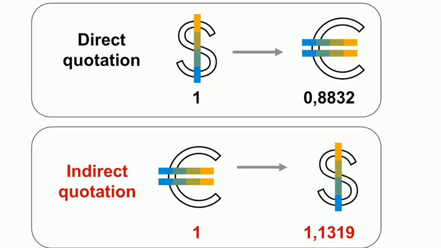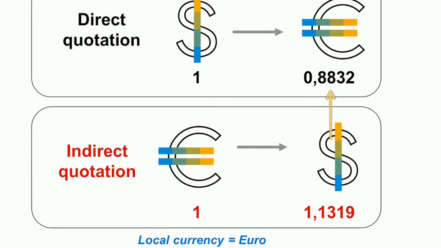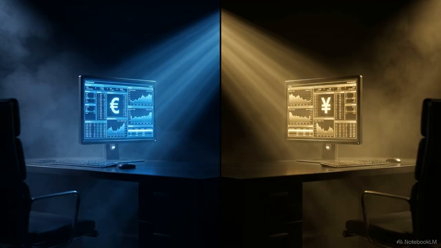To prevent this, the software uses 2 orientations. The top shows a direct quotation, how many local units buy 1 foreign unit. The bottom maps the inverse, an indirect quotation. How many foreign units can a single local unit buy? Global markets don't agree on a single standard. Some countries prefer direct, others indirect.